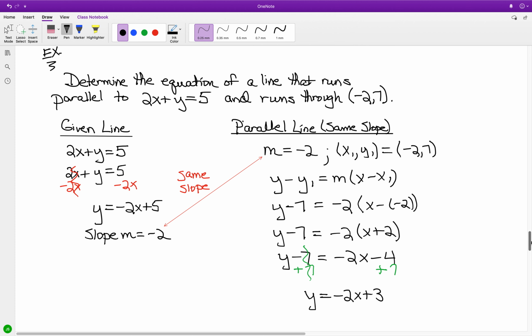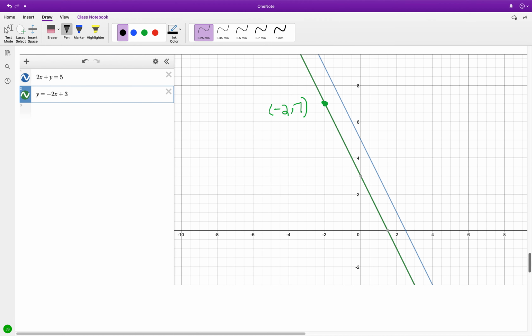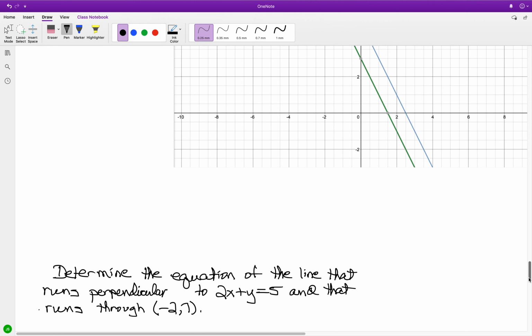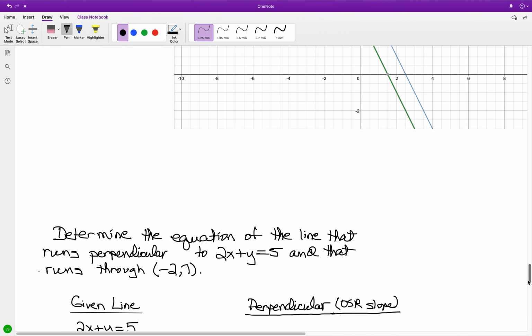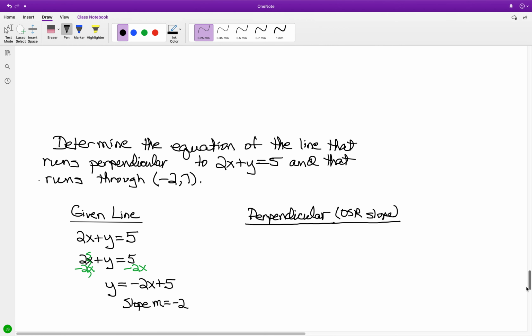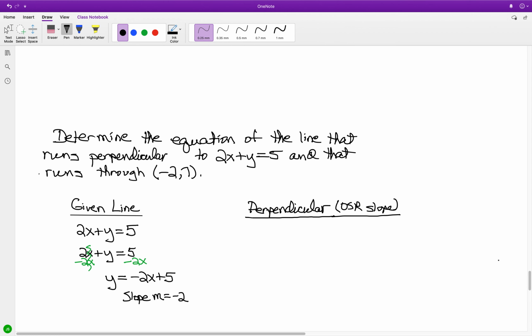And in terms of the graphs, for both 2x plus y is equal to 5 and y equals -2x plus 3, these lines are going to run parallel to each other and will never come into contact. Now, in the case of perpendicular lines, say we are determining the equation of the line that runs perpendicular to 2x plus y is equal to 5 and that runs through (-2, 7). So we're working with the same given line once again.